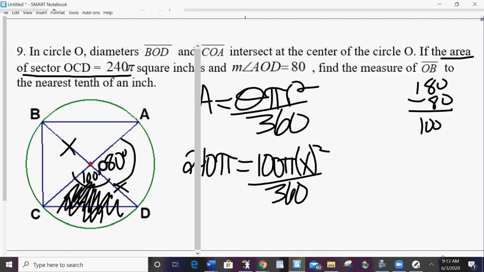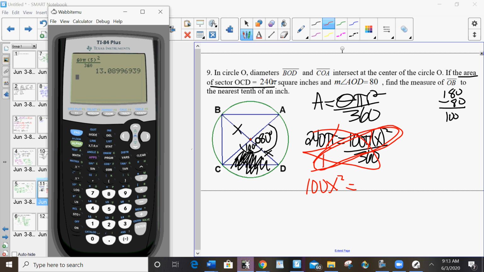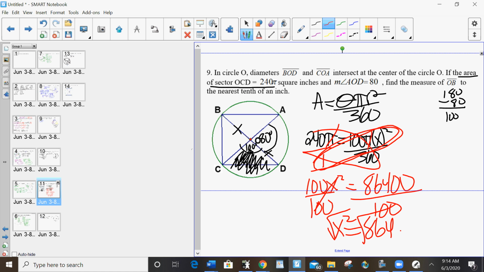And now, since it gave me the area, I'm going to have to use algebra. I can cancel the pi's out since there's one on both sides. And now I'm going to cross multiply and solve. So 1 times 100x squared is 100x squared. 240 times 360 is 86,400. Divide both sides by 100. X squared equals 864. Square root.